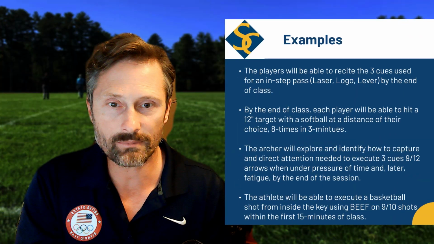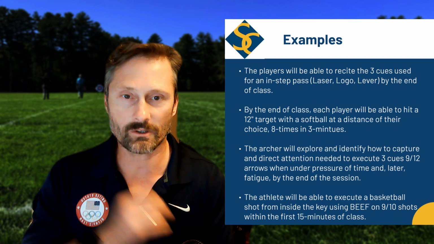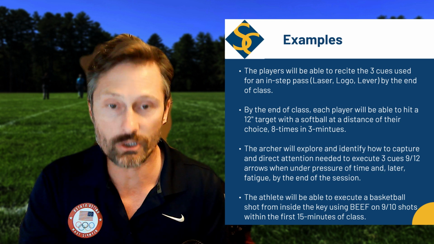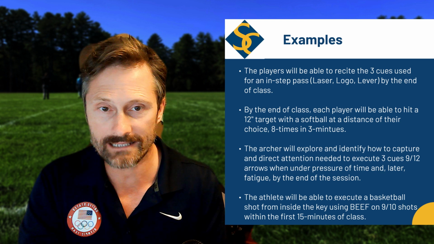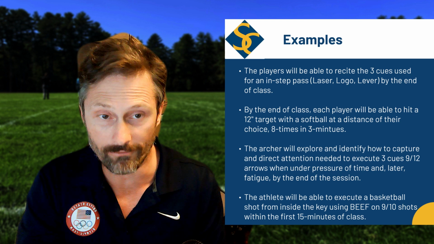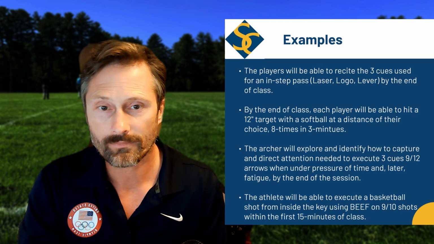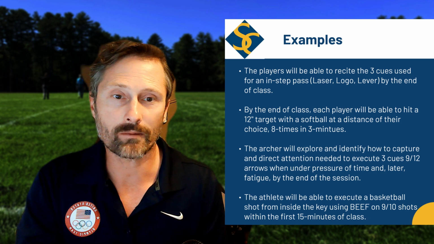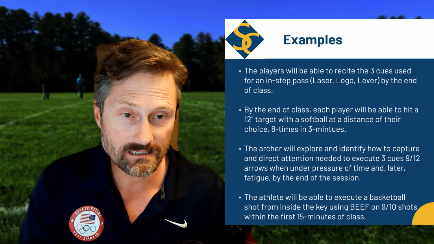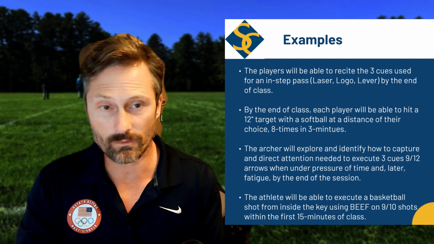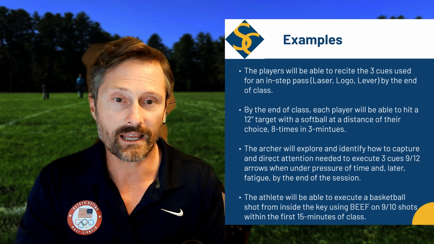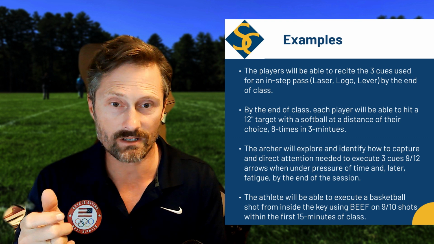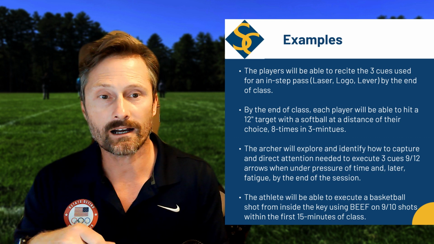So let's take a look at some examples here. Some examples of learning outcomes would be: the players will be able to recite the 3 cues used for an instep pass, maybe the cues are laser, logo, lever, by the end of class. In that one, we can see that the who is the players, the verb is recite, and specifically recite what? Recite the 3 cues, and the condition, you could say, is by the end of class.